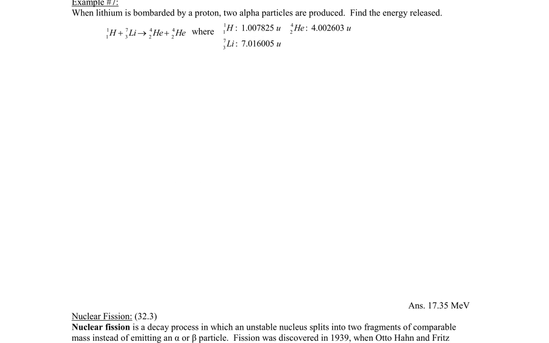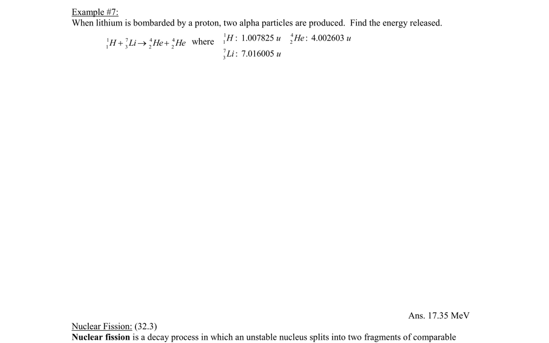And so we have this lithium atom that is being bombarded by a proton, that's a hydrogen atom here, and it releases an alpha particle and another alpha particle, so two alpha particles. And so we're asked to find the energy that is released. So the Q value is equal to E, which is equal to delta m times c squared.